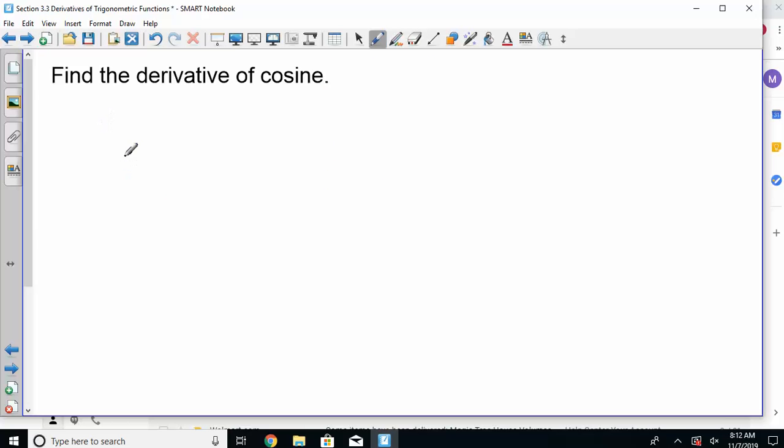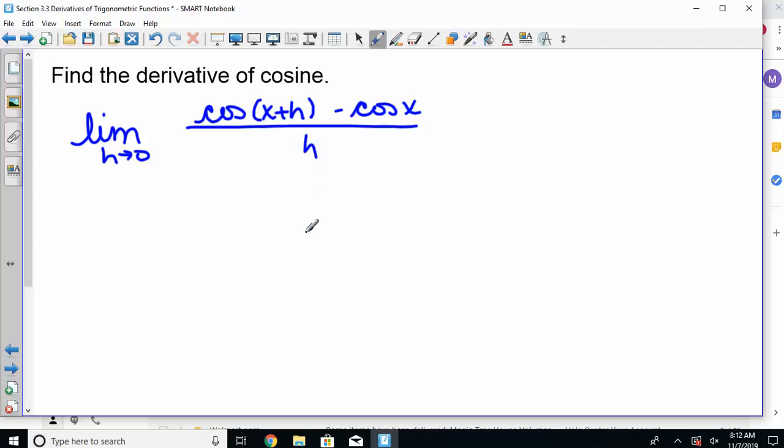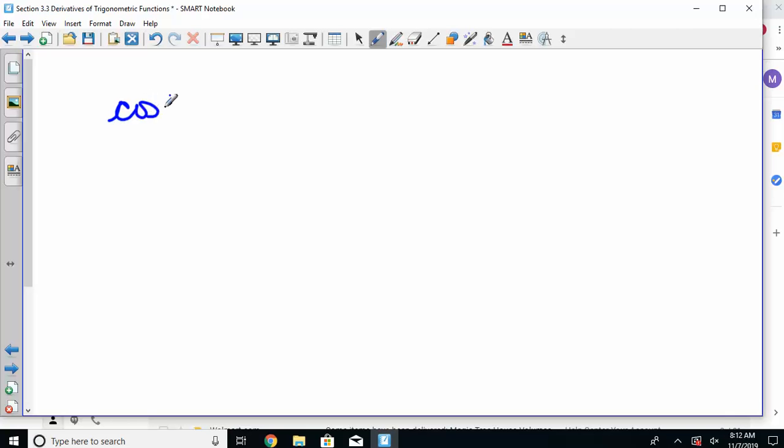If I wanted to do this one, we could do the definition of a derivative. So the limit as h approaches 0. F of x plus h, so it would be the cosine of x plus h, minus f of x, so that's cosine x, all over h. If you want to add to those formulas from yesterday, I should have written down this one. The cosine of x plus h is cosine x cosine h minus sine x sine h.